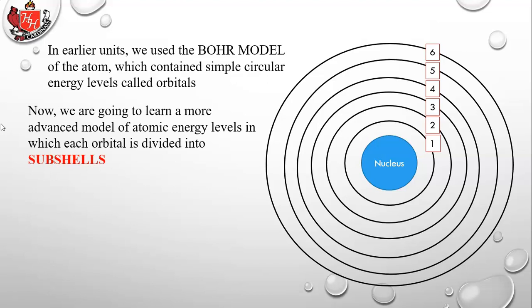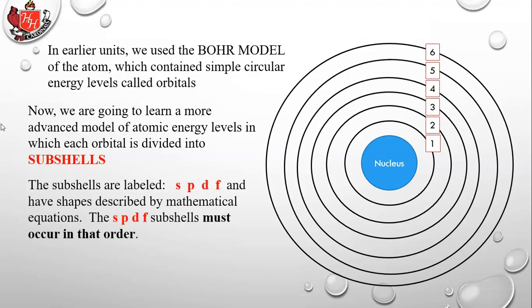Now we're going to learn a more advanced model of atomic energy levels in which each orbital is divided into subshells. For example, the 6th orbital up there at the top isn't just a single orbital. It's divided into different parts, and we're going to talk about those. The subshells are labeled S, P, D, F. That doesn't stand for anything in particular, to my knowledge, but I make up some words that it stands for to help you remember them. The subshells are labeled SPDF and have shapes described by mathematical equations.